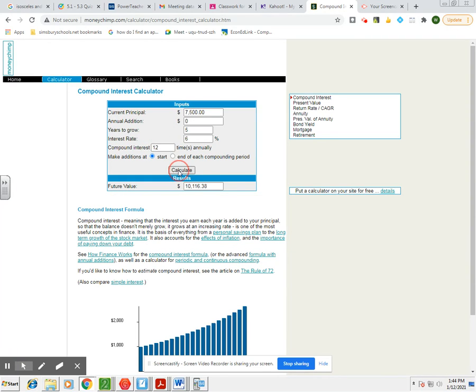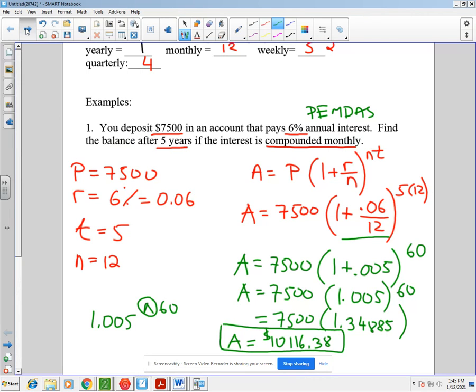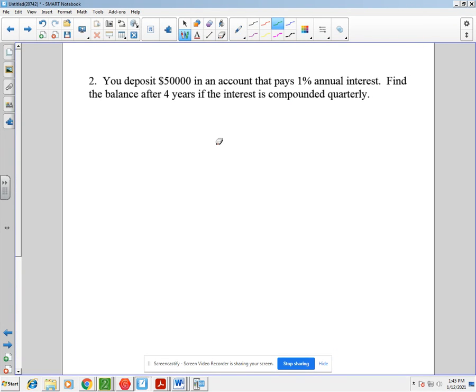Okay, and now let's see if our answer is the same. So please check it. Okay, we got the same result, 10,116 and 38 cents. So again, this website is very powerful. Okay, so now let's take a look at example number 2.